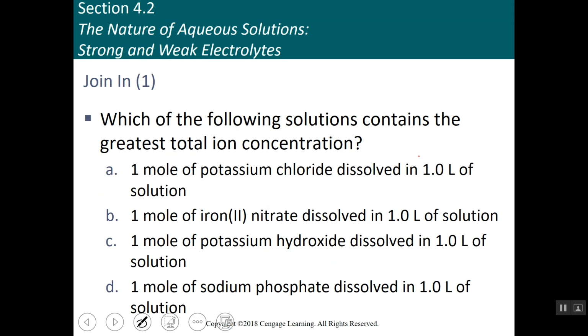So just a few quick questions. Which of the following solutions contains the greatest total ion concentration? 1 mole of potassium chloride dissolved in 1 liter of solution. So notice all of these are 1 mole dissolved in 1 liter of solution. So if we write the formula, potassium chloride is just simply KCl because potassium is a +1, chloride's a -1, so that's the formula for potassium chloride. Iron 2 nitrate, the 2 tells me that the iron is a +2. Nitrate, we should know by now, is a -1, and so when I crisscross, I end up with iron 2 nitrate written like that.